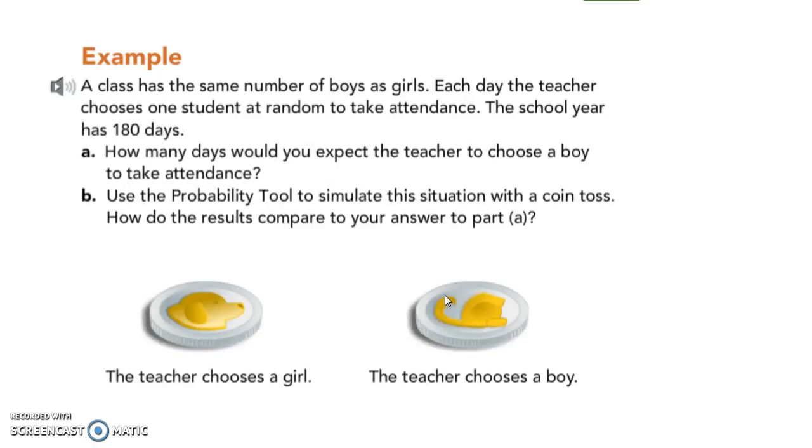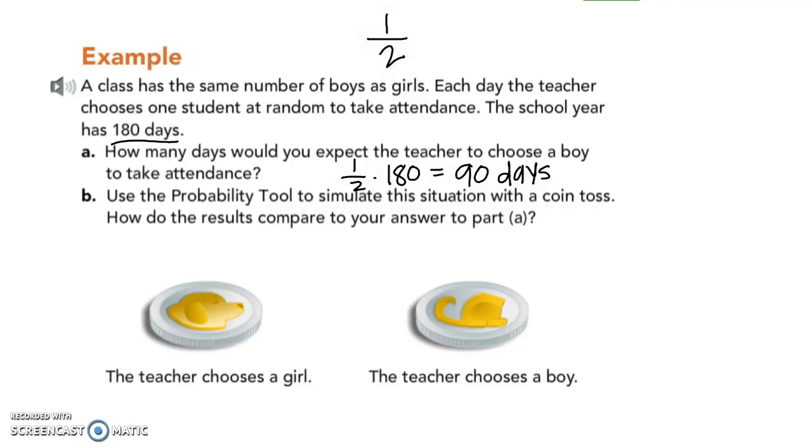All right, so if we have a class that has the same number of boys as girls, each day the teacher chooses one student at random to take attendance. The school year has 180 days. How many days would you expect the teacher to choose a boy? Well, if there's 180 days, and there's an equal number of boys and girls, I would say that there is a 1/2 probability of a boy taking attendance and a 1/2 probability of a girl taking attendance. So what is half of the 180 days? I would expect 90 days for attendance to be taken by a boy. The other 90 would be by a girl.